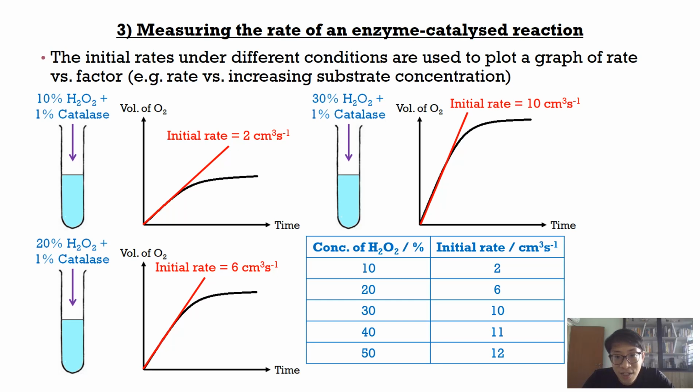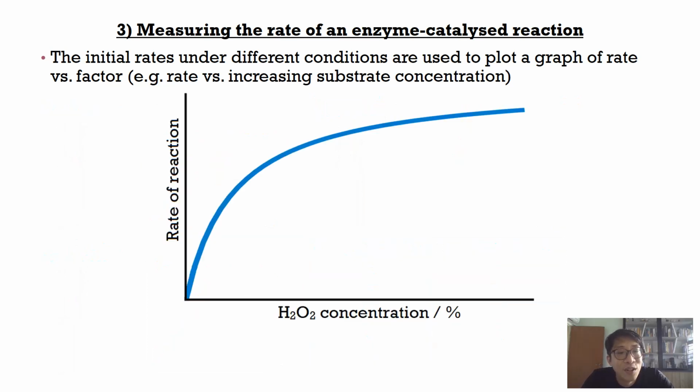With this table, I can plot a graph to show the relationship between increasing substrate concentration and the rate of reaction, and therefore help to explain how increasing substrate concentration results in the increase in the rate of reaction. So in order to investigate the effect of different conditions, you need to do multiple sets of reactions with different values of that factor, and find the different initial rates, then you can plot a graph.